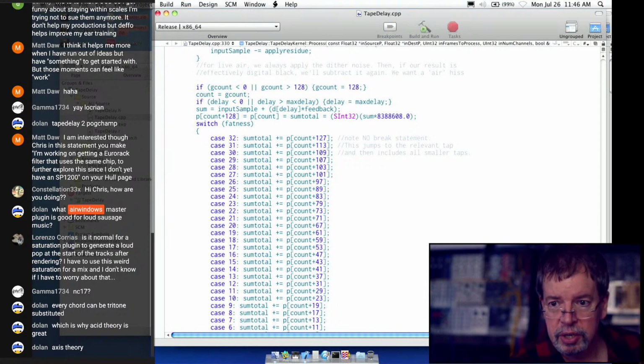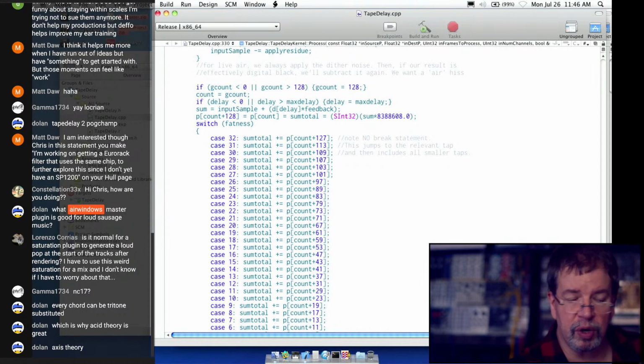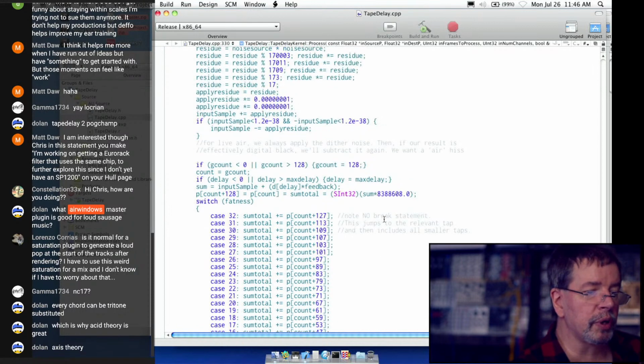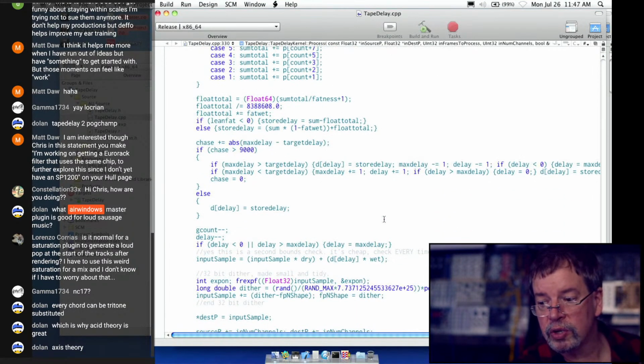A saturation plugin probably shouldn't make a loud pop at the start of tracks after rendering. I don't know, I guess it would depend upon which one it was. If it's one of mine, then it might be worth looking into in case there's a bug fix. That kind of thing can be produced by, like, see what we've got here? We're looking at the code for this. And yeah, I've got to switch over to that.